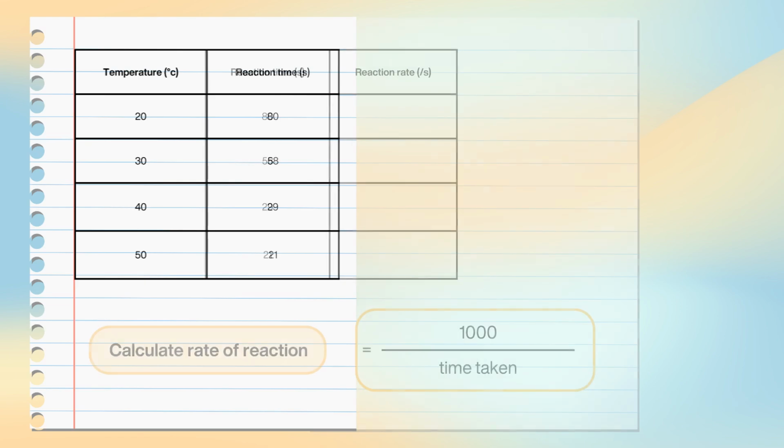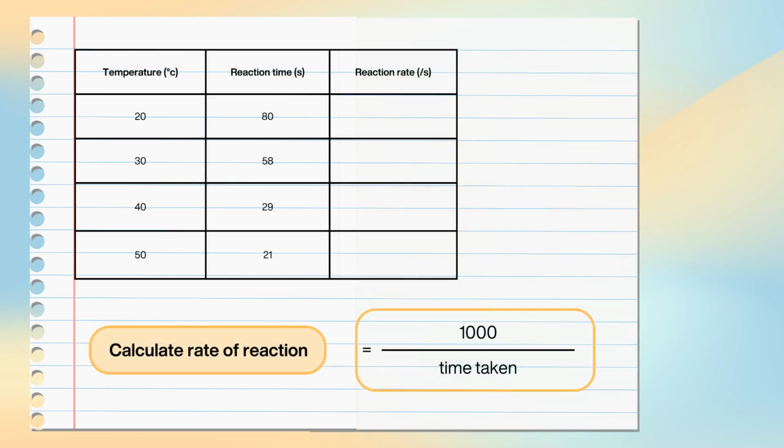After you have done this, you should have a table of data that looks something like this. We can add a third column for reaction rate, which we calculate with the equation, 1000 divided by time for each temperature. This value is proportional to the rate of reaction.